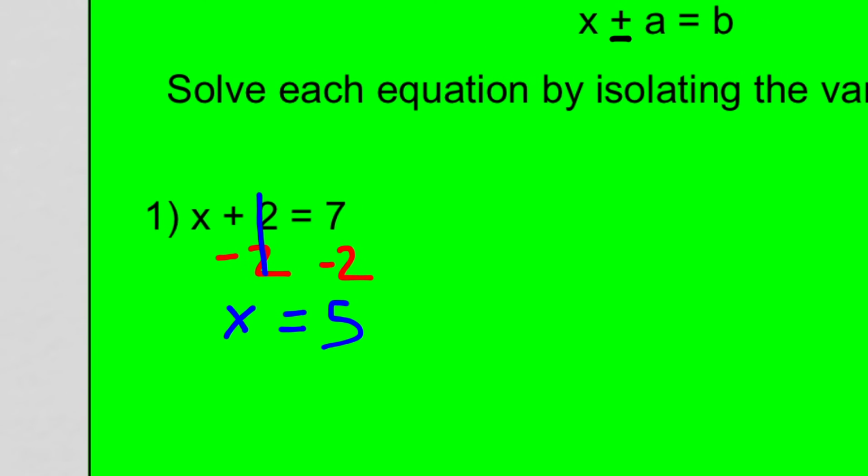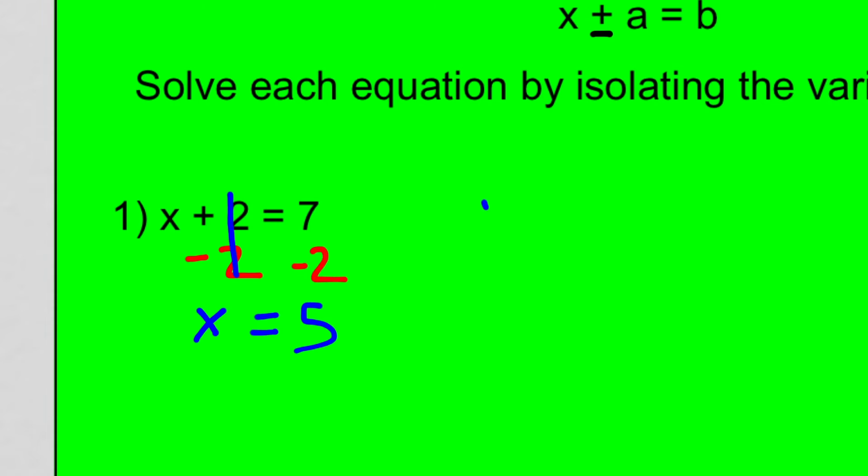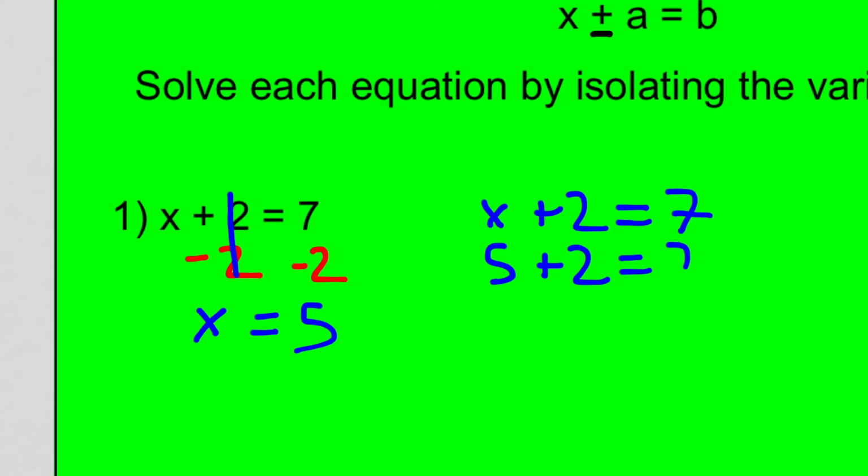Now, if I wanted to check this equation, I could write the equation down and replace that X with 5. And if my answer is correct, both sides of the equal sign should equal the exact same thing, and they do. They both equal 7, and that's what an equal sign means. It means equality. It means the same thing on both sides of the equal sign. This is called checking the equation.